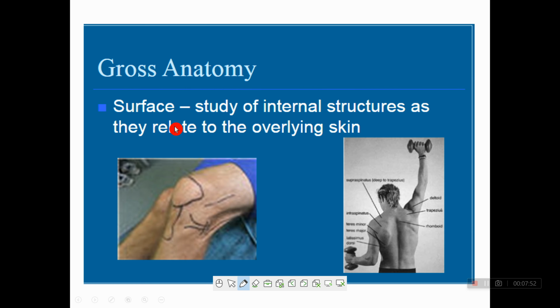Moving on, next one is surface anatomy. It is the study of internal structures as they relate to the overlying skin. Alright, if we study the surface of the knee, a person is saying have a look at the surface of the knee, then he is referring to the surface anatomy of the knee.